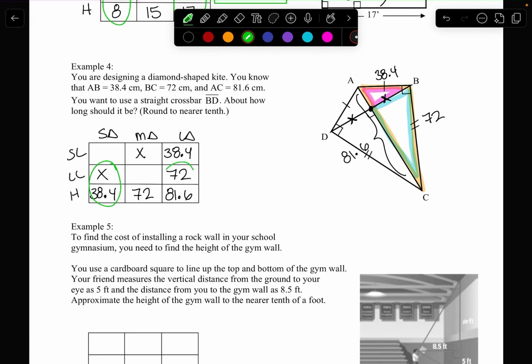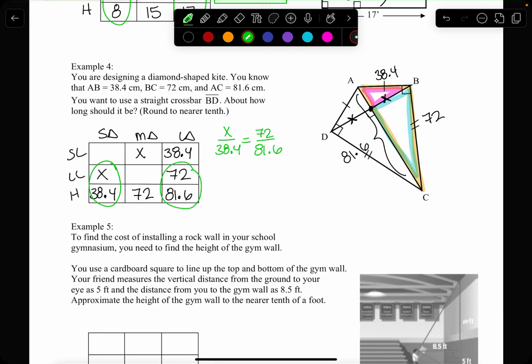We have a choice in how we want to set this up. I'm going to use these two down here. Just as a reminder, you can also use these two if you want. So I'm going to say x over 38.4, that's going to equal 72 over 81.6.